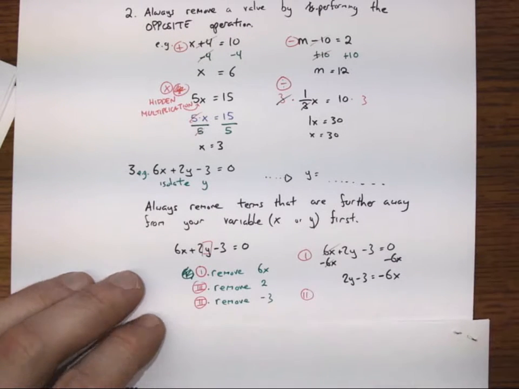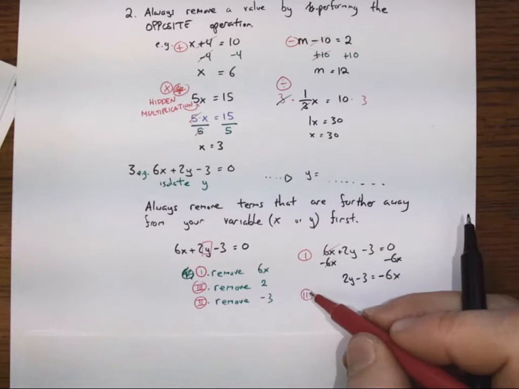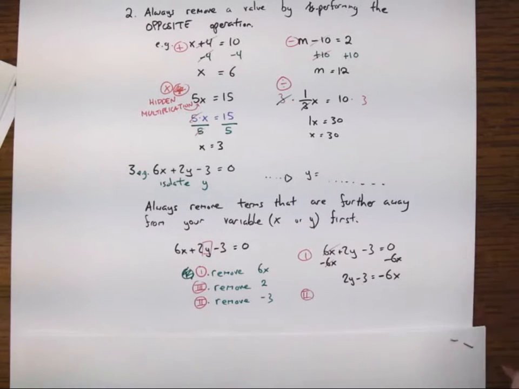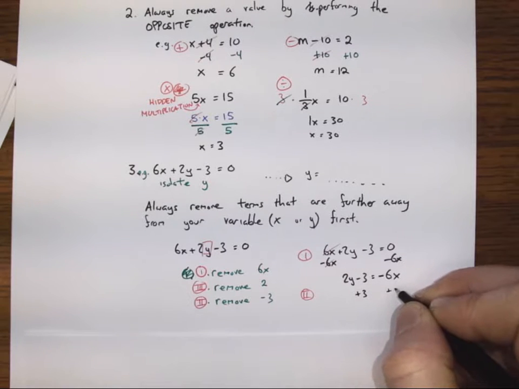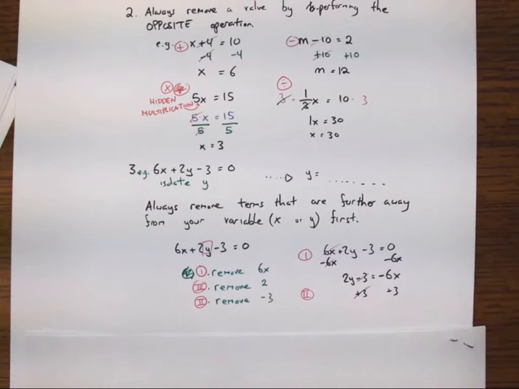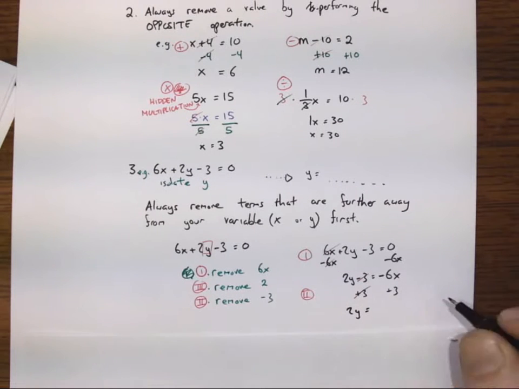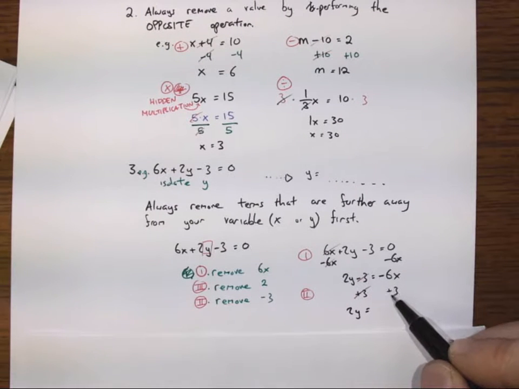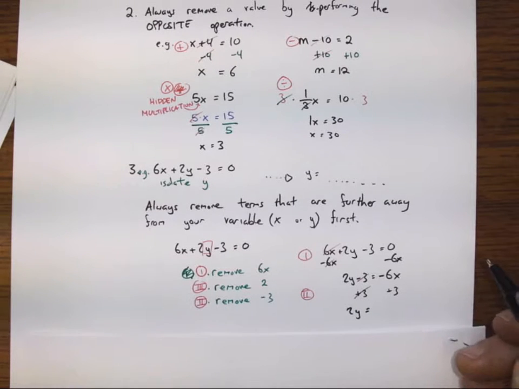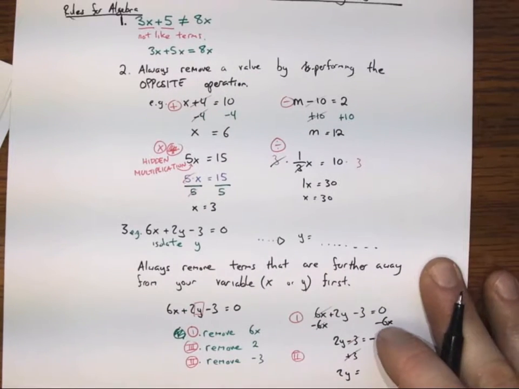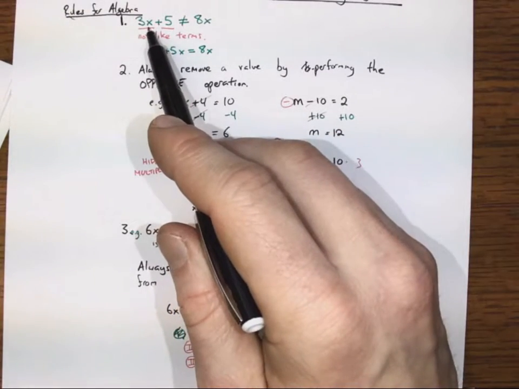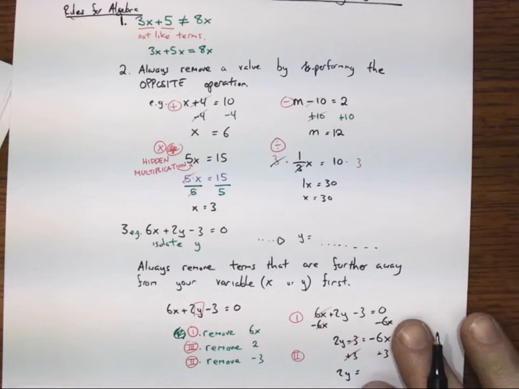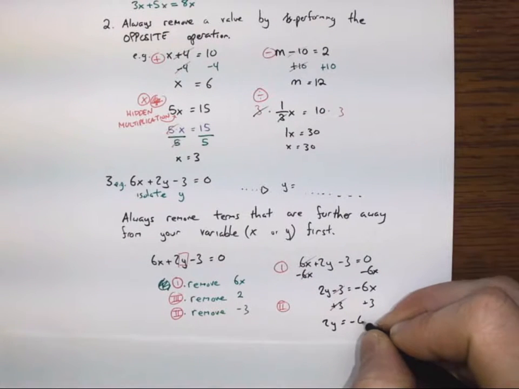Step 2 is we are going to do the opposite of taking away 3. So we are going to add 3 to both sides, giving us 2y is equal to negative 6x plus 3. So does that take us to negative 3x? No, for the reason above. 3x plus 5, or any number with a variable, can't be added to just a regular number. So that means we just have to write it like normal.